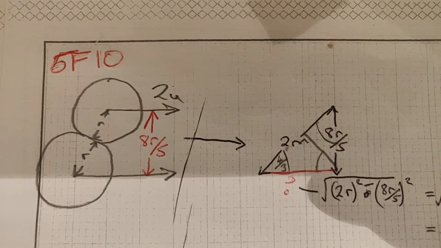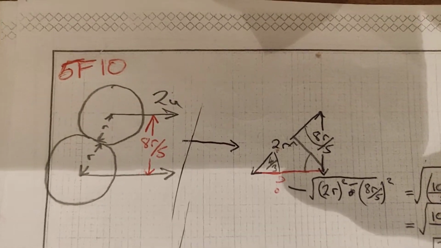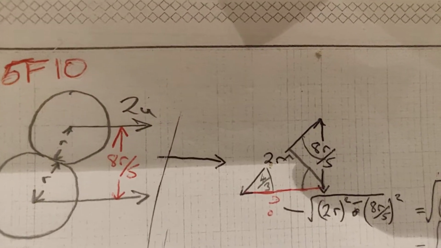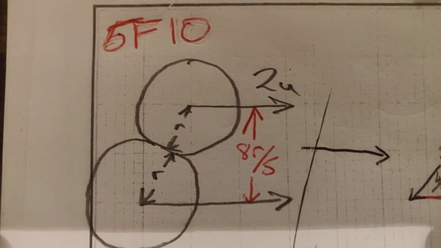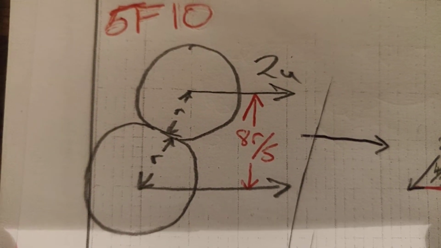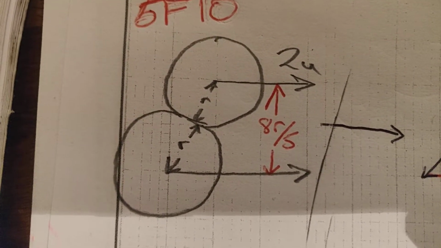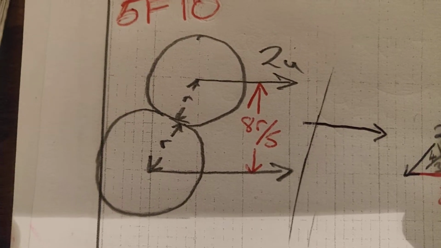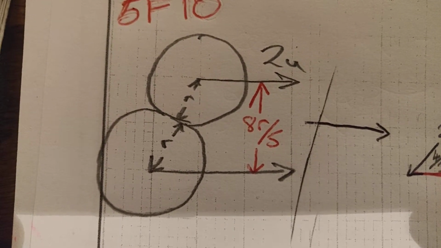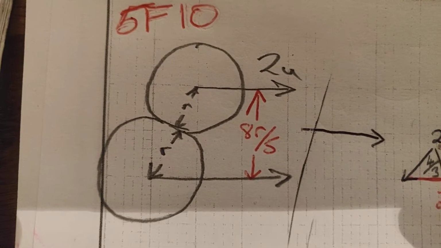So we're going to look at question 5F10 from Dominic Donnelly's Applied Maths book. In this case, we're given a situation where two balls are coming along. The lower ball is travelling at 3u and the top ball is travelling at 2u. They will get to a stage like this and strike each other, and what we know is the distance between their lines of motion is 8r over 5.